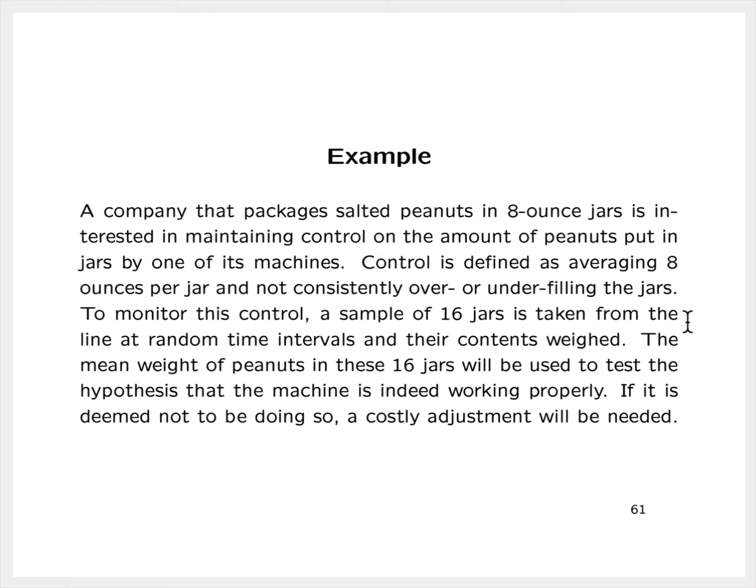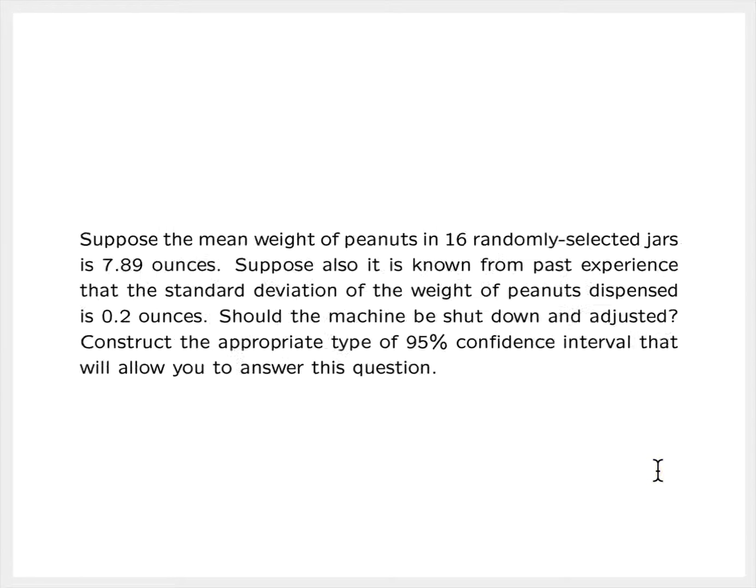of decision. So to monitor this control, a sample of 16 jars is taken from the line at random time intervals and their contents weighed. The mean weight of peanuts in these 16 jars will be used to test the hypothesis that the machine is indeed working properly. Now, if it is deemed not to be doing so, a costly adjustment will be needed.